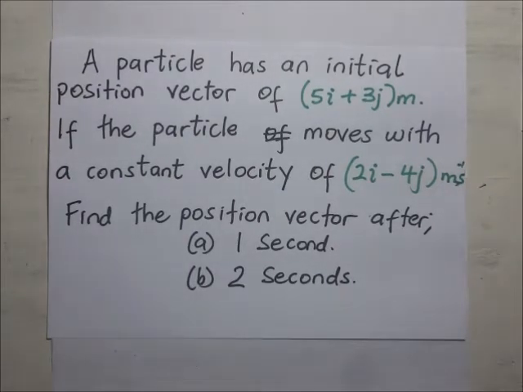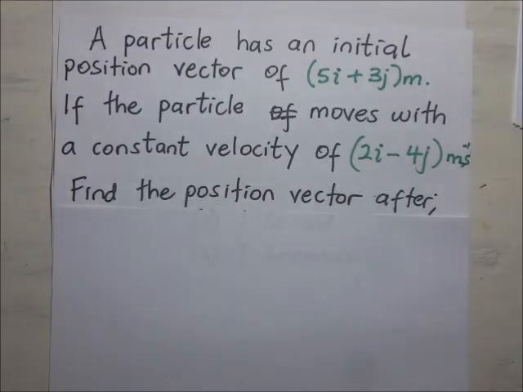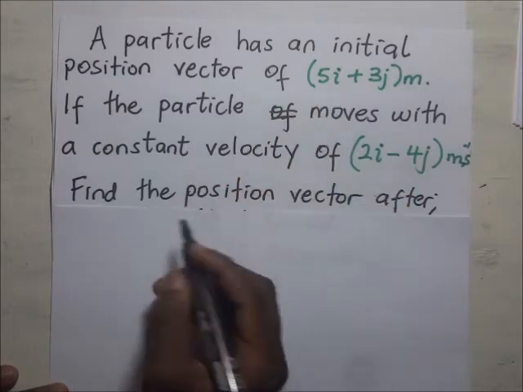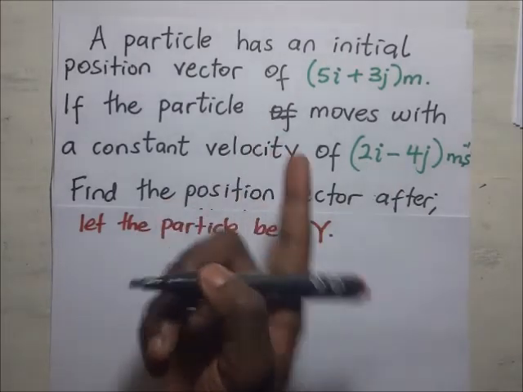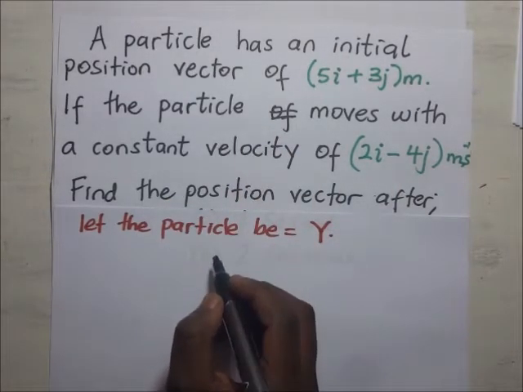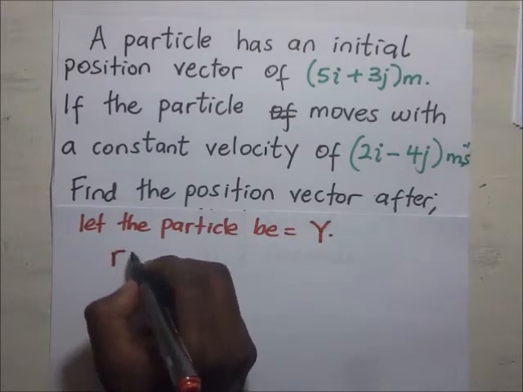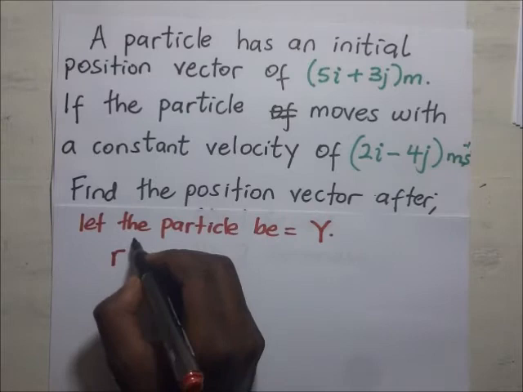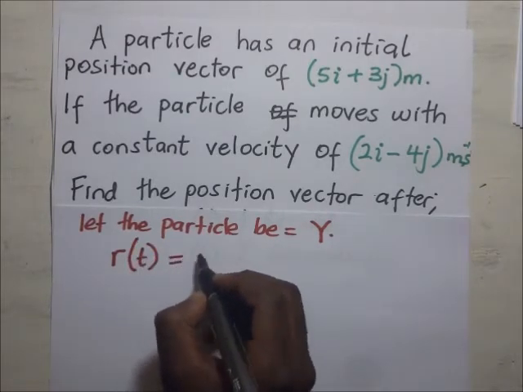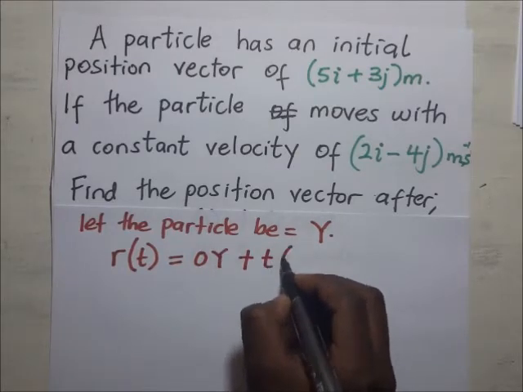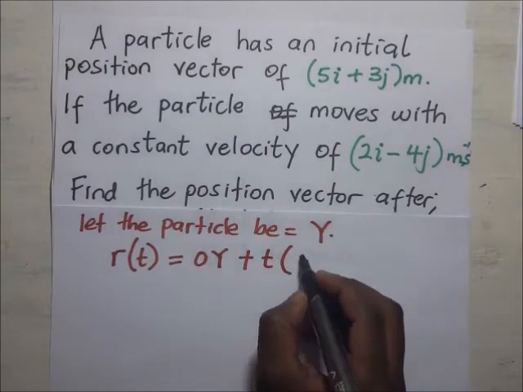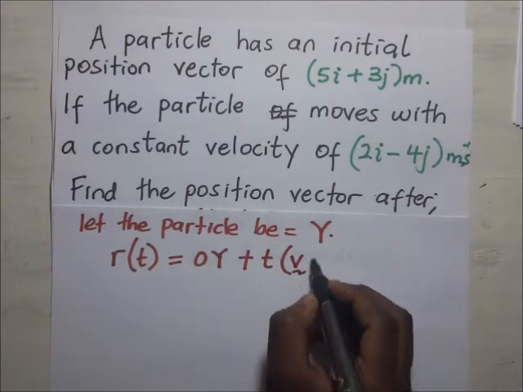So we get working. Now remember here that the formula is simple. A particle has an initial position vector of 5i plus 3j. Now let's assume the particle is Y. If we are to find the general expression for the position vector of a particle after a certain time t, the position vector, which we denote as r, will be given by the position vector of Y plus time times the velocity vector.